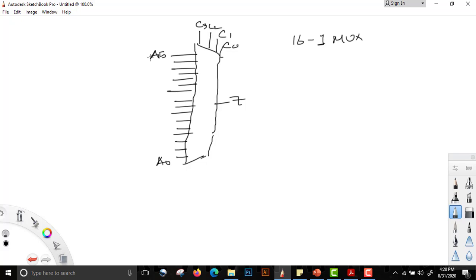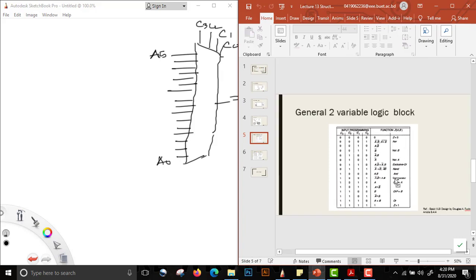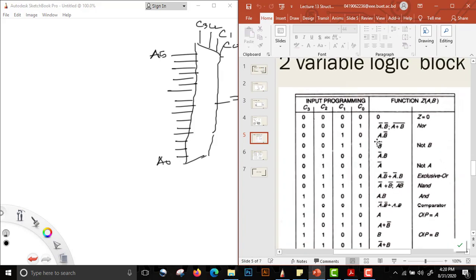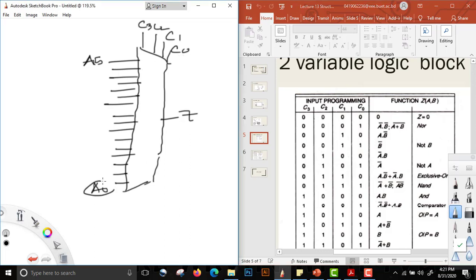Now the logic would be, say we have a truth table available here. If I'm assuming it, if the inputs are 0, 0, 0, 0, if C0, C1, C2, C3 all are 0, then what will happen is our A0 will be selected, and since the output here will be 0, we can ground A0.